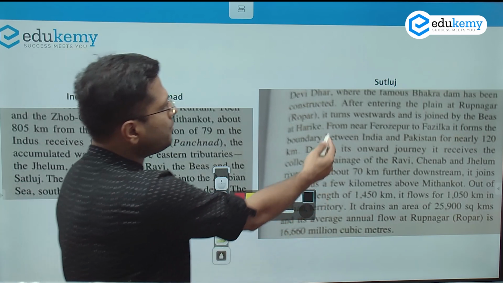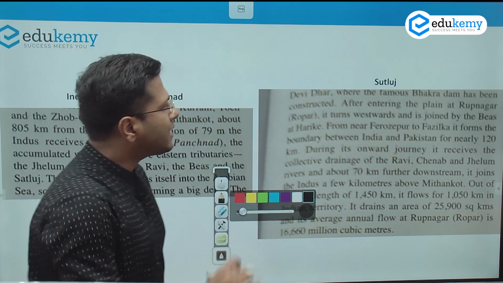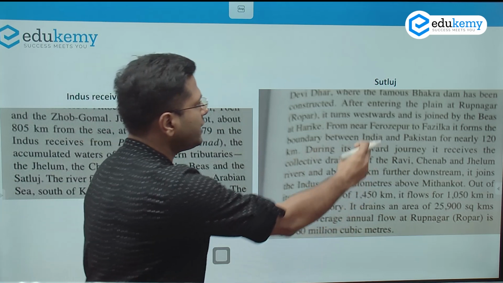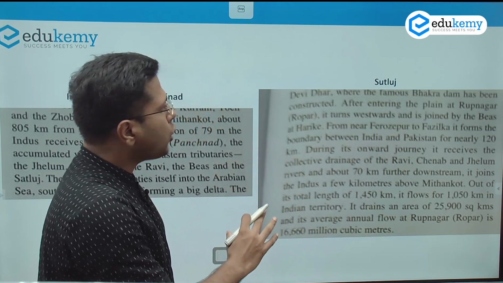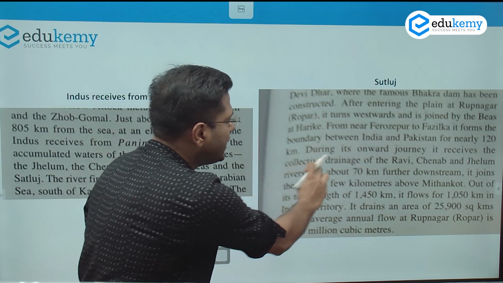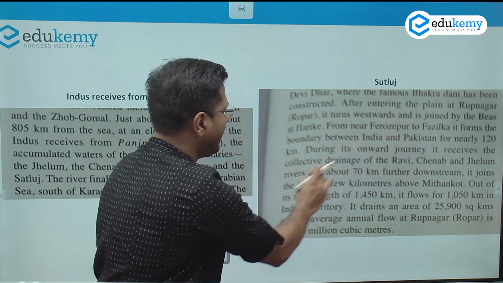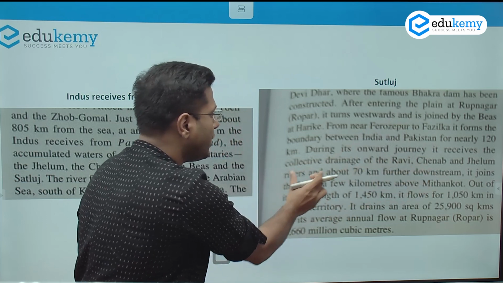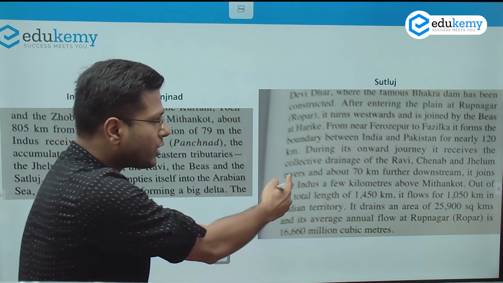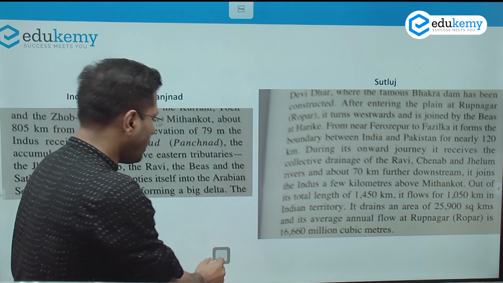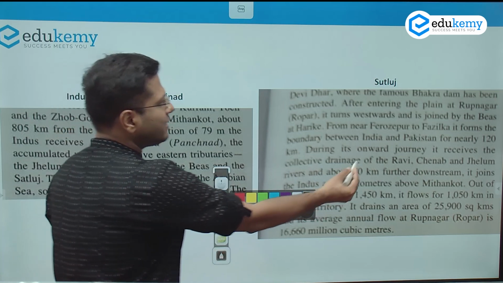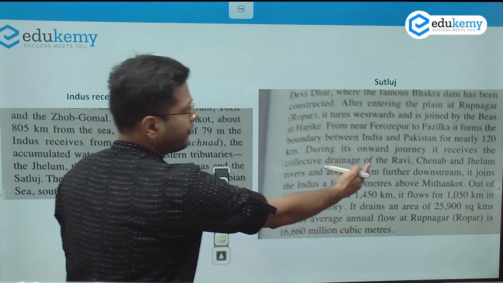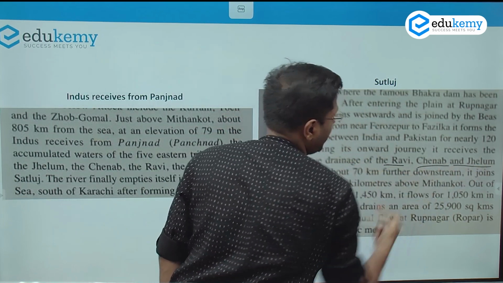It says that from near Firozpur to Fazilka, Sutlej forms the boundary between India and Pakistan. That is true, right? For nearly 120 kilometers. During its onward journey, it receives collective drainage of Ravi, Chenab and Jhelum rivers, and about 70 kilometers further downstream, it joins Indus, a few kilometers above Mithankot. So what it wants to say is that Sutlej receives the collective waters of Ravi, Chenab and Jhelum.